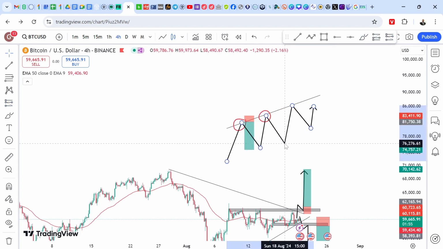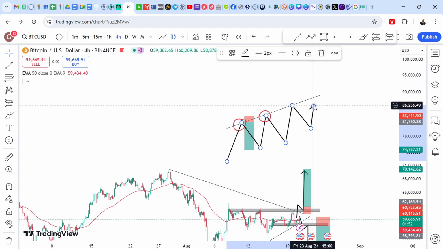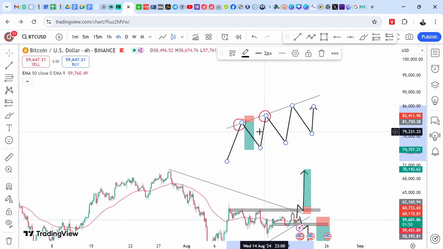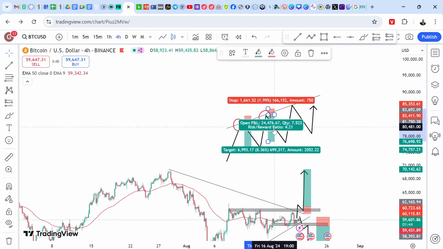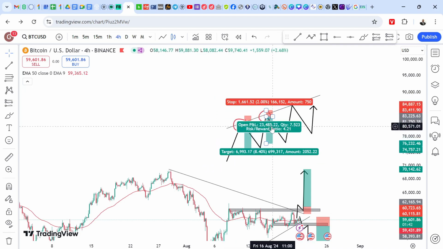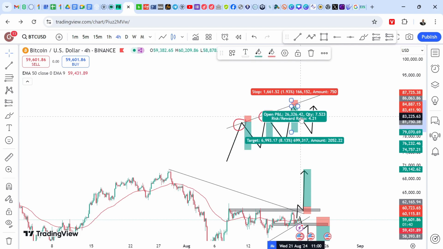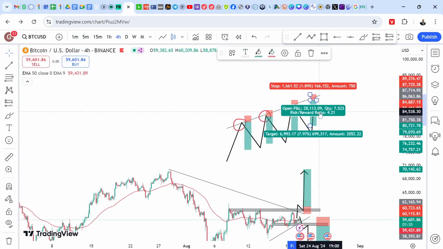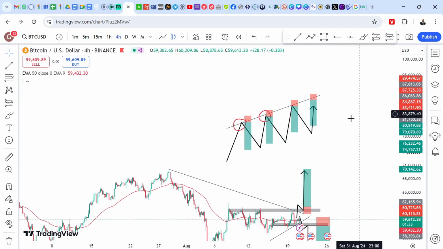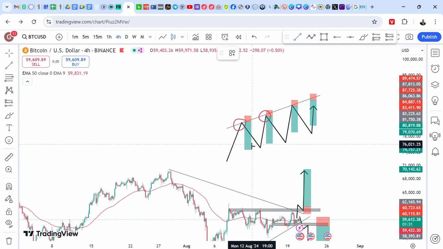Price got here, coming out from this zone, and I will show you on the chart. Whenever price gets here, you are taking a sell. When price gets here, you are taking a sell. And the moment price gets here, you're taking a buy.